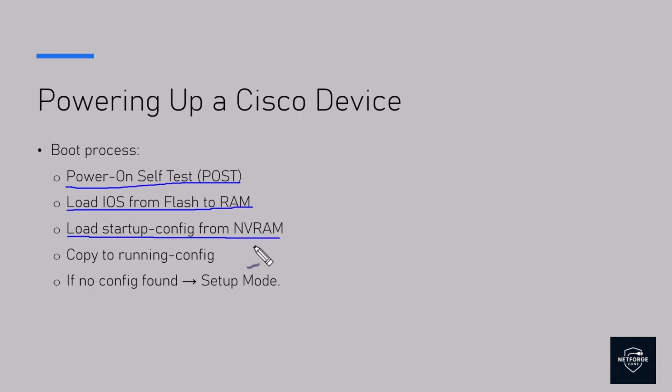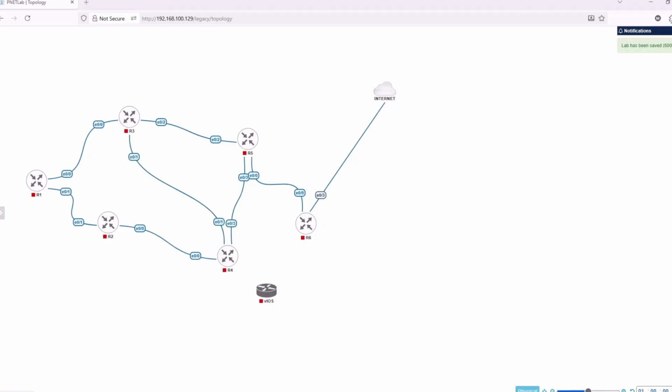This means that now the configuration is applied to the device itself. The configuration is loaded into RAM, and this is what we call the running configuration, which means the configuration which is loaded in the RAM of the device. And if there is no configuration, so that we cannot load any configuration, the device is going to enter setup mode.